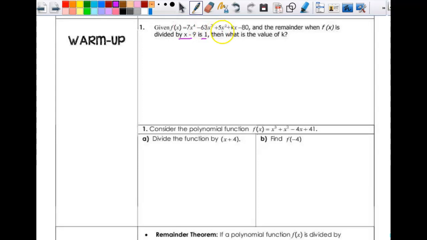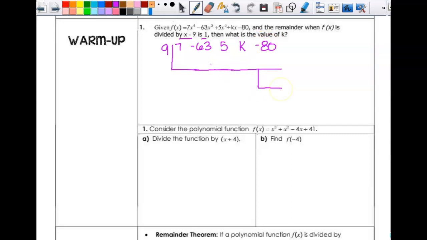If I'm going to divide this by x minus 9, then what goes on the outside of my little box? 9. And then on the inside go these coefficients. Now, this is a fourth degree. I want to make sure there's no missing terms. So I should have 5 terms: 1, 2, 3, 4, 5. So I don't have to use a 0 in there. I'm good. My coefficients are 7, negative 63, 5, k, which I don't know, and then negative 80.